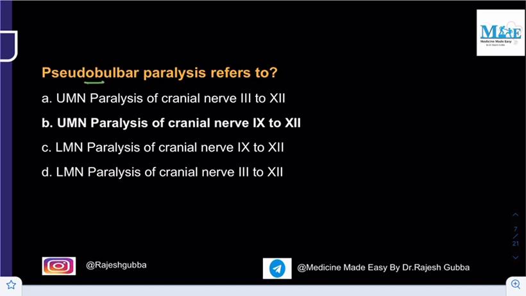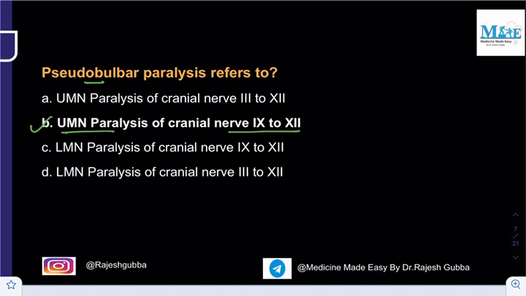What does that refer to? Upper motor neuron paralysis of cranial nerves 3 to 12, upper motor neuron paralysis of cranial nerves 9 to 12, lower motor neuron paralysis of 9 to 12, or lower motor neuron paralysis of 3 to 12. So pseudobulbar paralysis is the upper motor neuron paralysis, whereas bulbar paralysis is the lower motor neuron paralysis. Pseudobulbar paralysis is the upper motor neuron paralysis of cranial nerves 9 to 12.